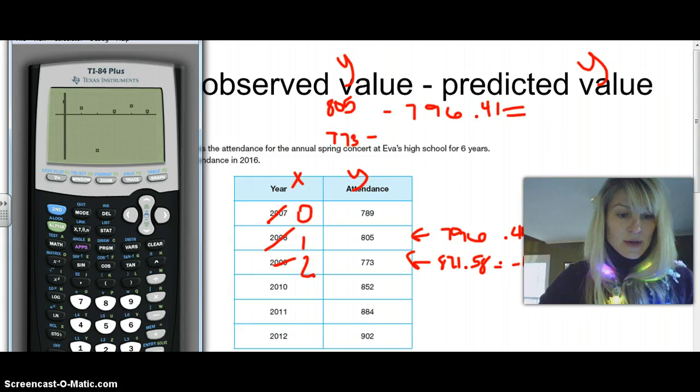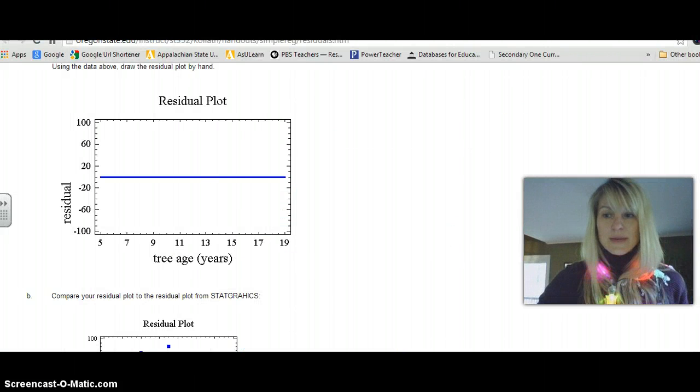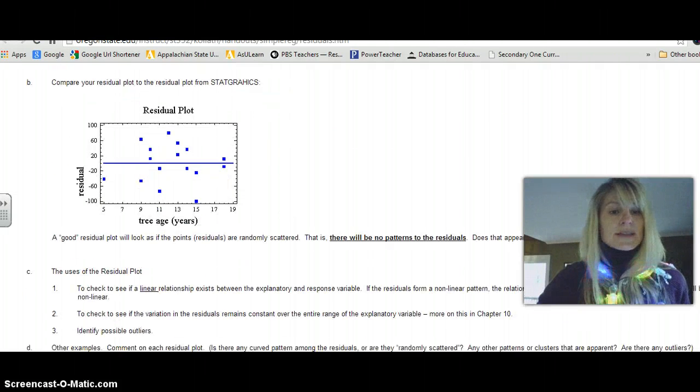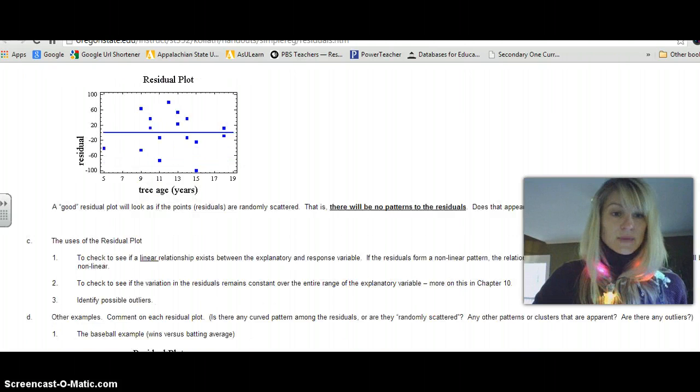So if we look at a couple examples here, this is the residual plot, right? This is kind of what we just looked at. This is an example of the tree age in years and the residuals. And if you look, these residuals are all up and down and in no pattern. So that means the tree age in years is a linear equation. So there should be no patterns to the residuals. It's a good residual plot if they're randomly scattered everywhere. So if you look at that example, that works.